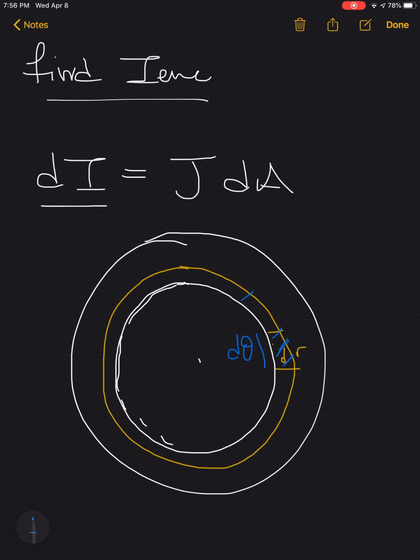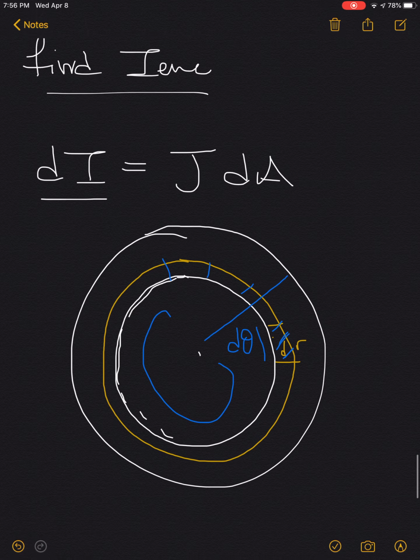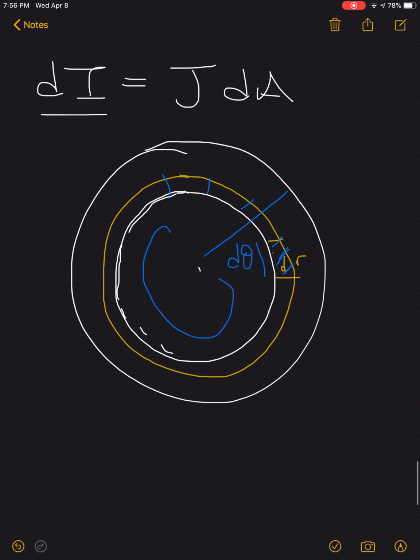So you add up this one and this one. That's why you have to go around with theta. And then you have to do that for each radius, so you have to move out slowly but surely. So that's where that integration measure comes from. You want to add up over all of these little segments.